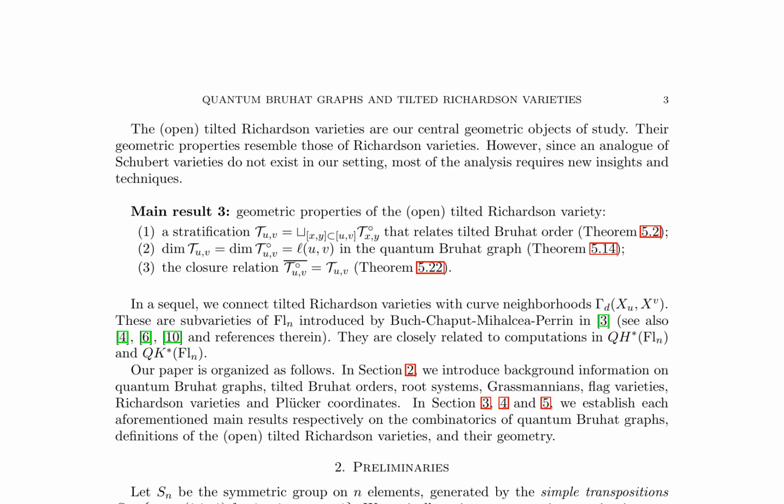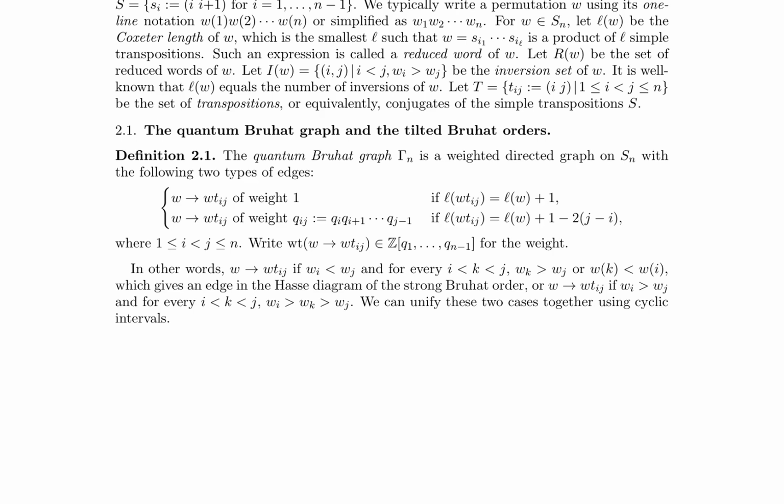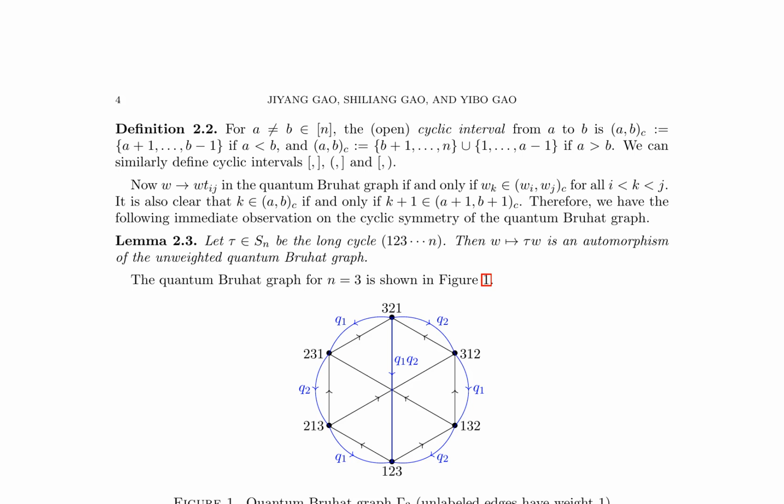The authors also introduce the concept of cyclic intervals and their connection to the quantum Bruhat graph, as well as the automorphism of the unweighted quantum Bruhat graph under the long cycle tau. The paper also highlights the properties of shortest paths in the quantum Bruhat graph, as established by Postnikov. These paths have a unique weight, which is divisible by the minimal weight q^d(u,v) from u to v. This minimal weight is an (n-1)-tuple, and it is essential for understanding the geometric properties of tilted Richardson varieties.